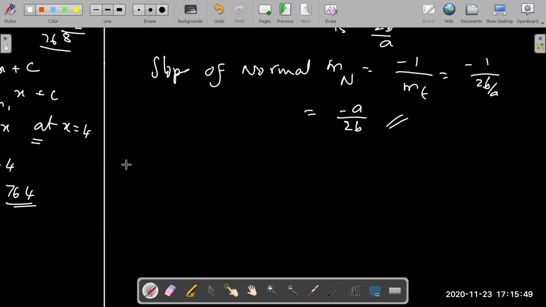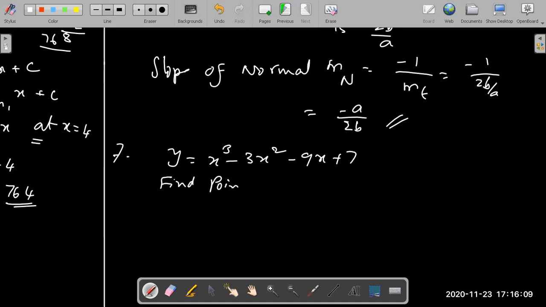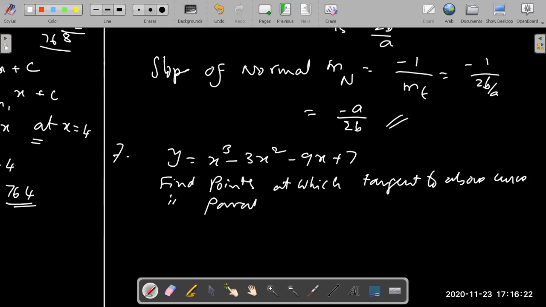Question 7. So the y is x cubed minus 3x squared minus 9x plus 7. So find the points at which the tangent to the above curve is parallel to x-axis.